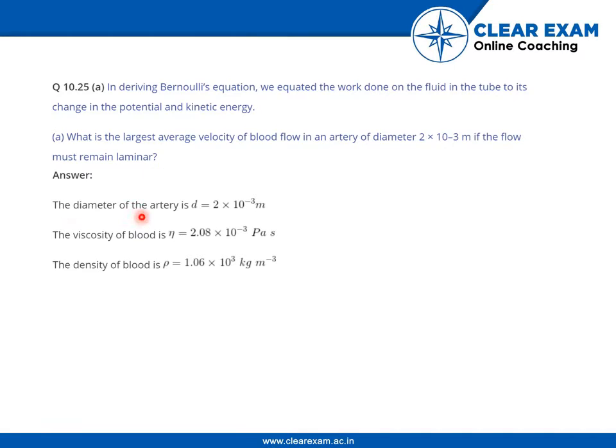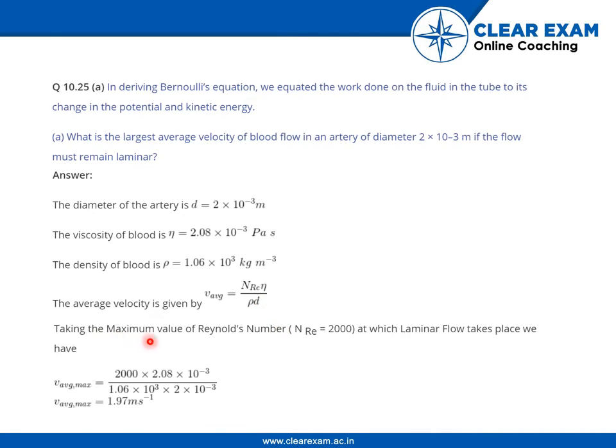So the diameter of the artery is 2 × 10^-3 meter. The viscosity of blood is eta, which is equal to 2.08 × 10^-3 Pascal second. The density of blood, which is represented by rho, is 1.06 × 10^3 kg per meter cube. The average velocity is given by V average equals N R eta divided by rho d.